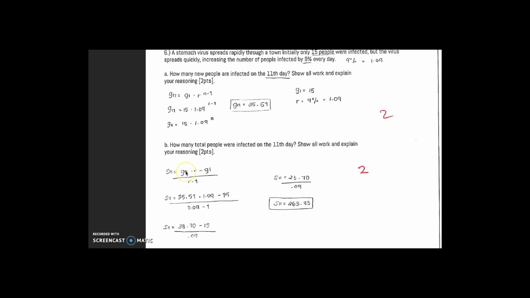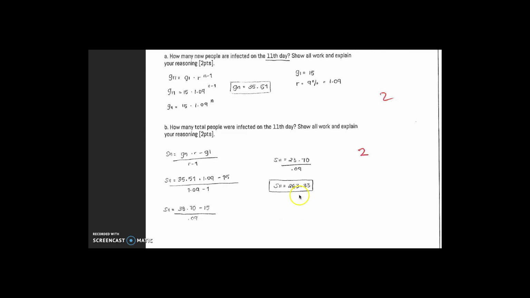The last term, which is the 11th day, we already have from above, 35.59, times, remember your ratio is not 0.09, it is 1.09. You'll need that key fact for your projects. Multiply those two numbers together, they got 38.70. Then you're subtracting 15, and then dividing it by 0.09. You subtract those, and then they divided and got 263.33. So approximately 264 people have gotten sick over the 11 days.